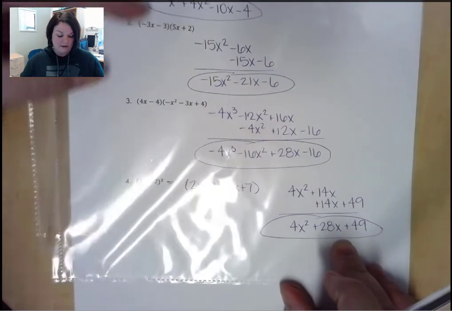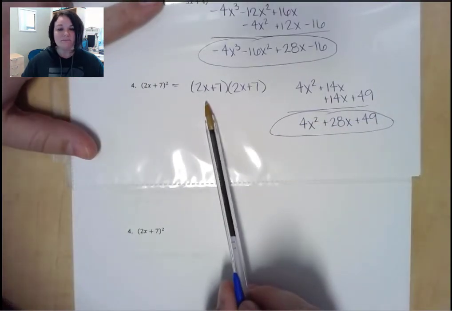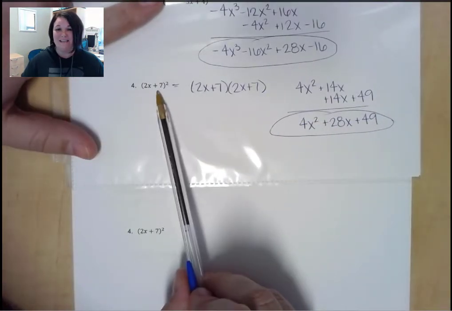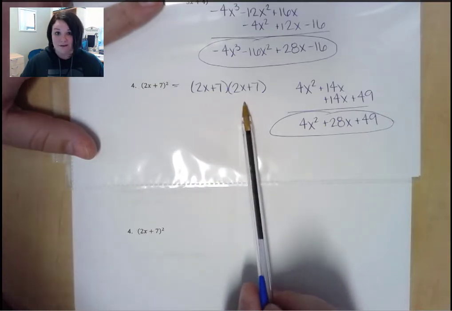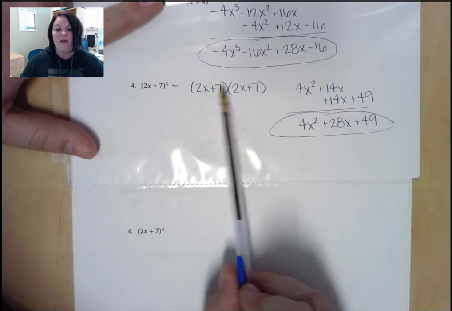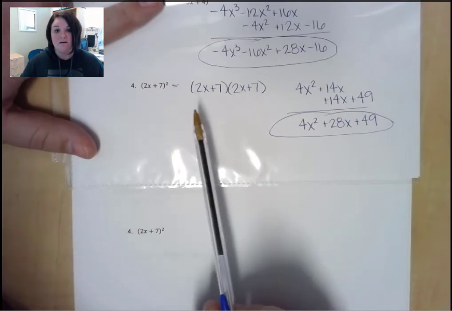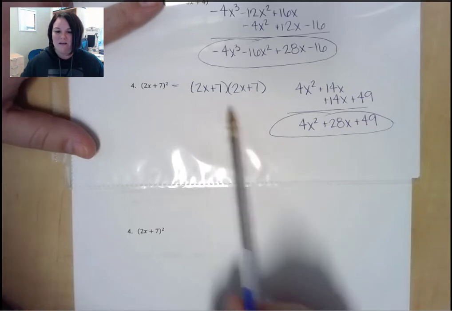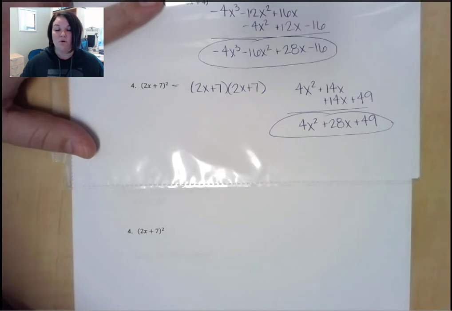All right, and then the very last one was a squared one, like the one I had worked similarly. So when we have 2x plus 7 quantity squared, that means we have 2x plus 7 times itself, 2x plus 7. And then we go ahead and distribute our 2x and our 7 to that second binomial, okay? So here we should end up with 4x squared plus 28x plus 49.